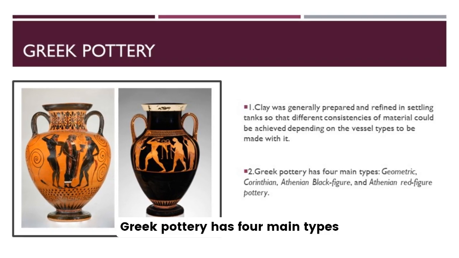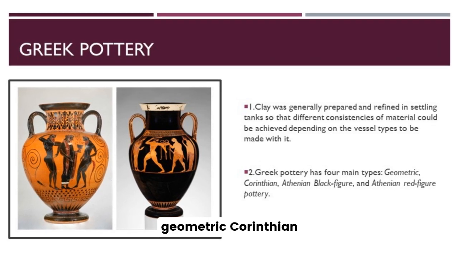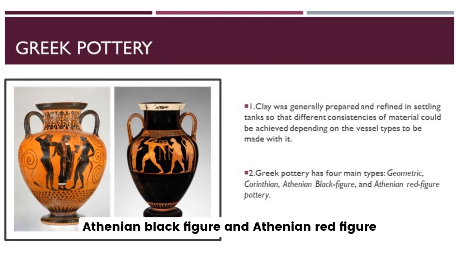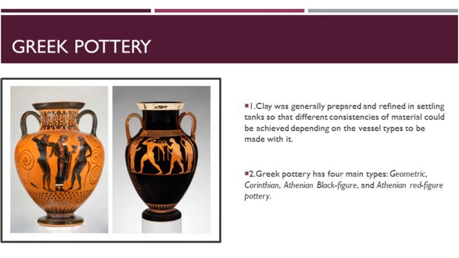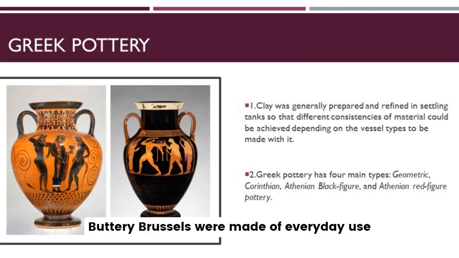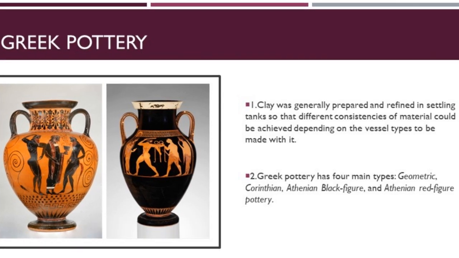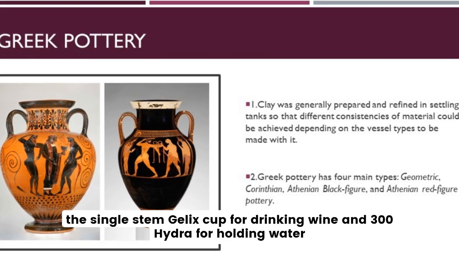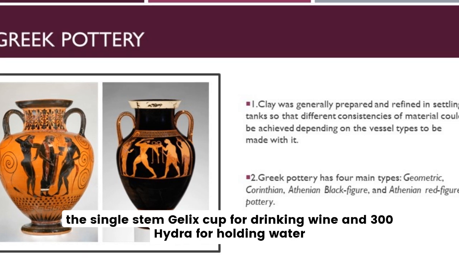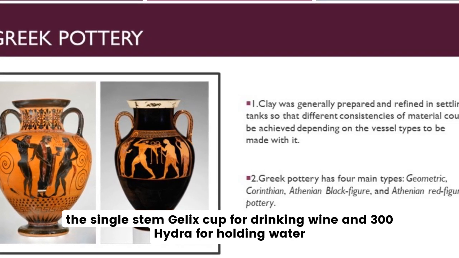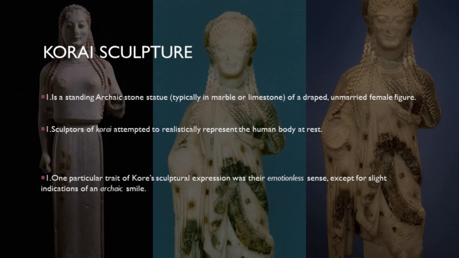Greek pottery has four main types: geometric, Corinthian, Athenian black figure, and Athenian red figure pottery. Pottery vessels were made for everyday use, such as the two-handed amphora for storage, the single-stem kylix cup for drinking wine, and the three-handed hydria for holding water.